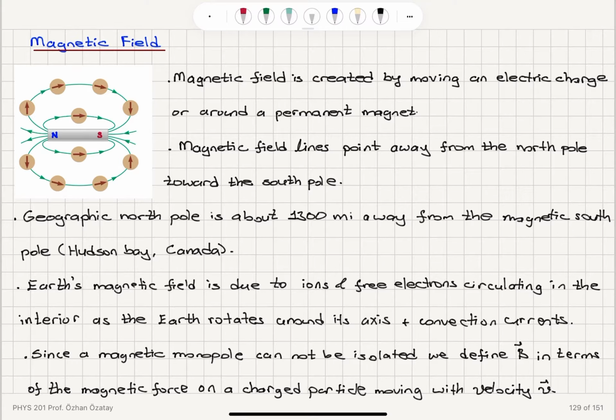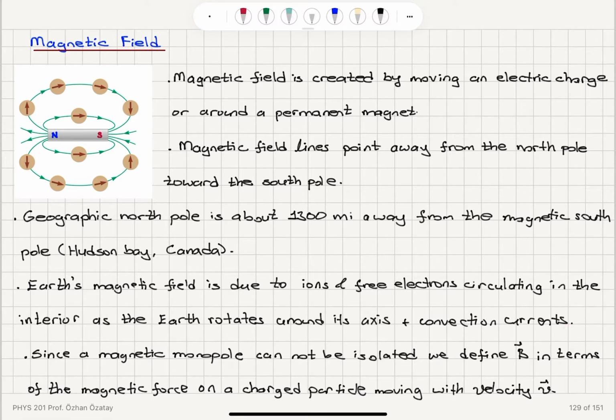And also, due to the thermal gradient from the outside crust of the Earth to the interior of the Earth, there will be convection currents as well. So we will have a motion of charges due to thermal gradients, carrying thermal energy from one place to the other. As a result, Earth's magnetic field is due to the overall motion of these ions and free electrons, which is triggered by the spinning of the Earth that causes them to circulate, and by convection currents.